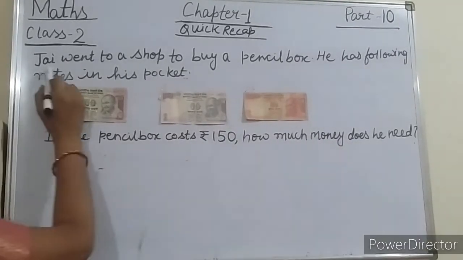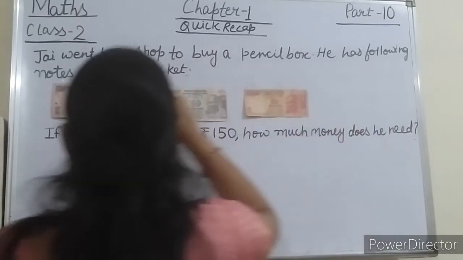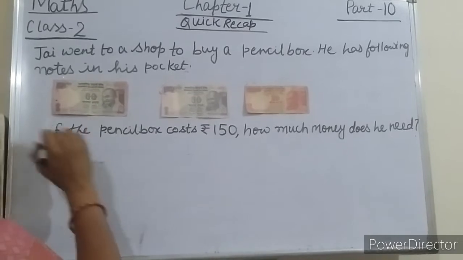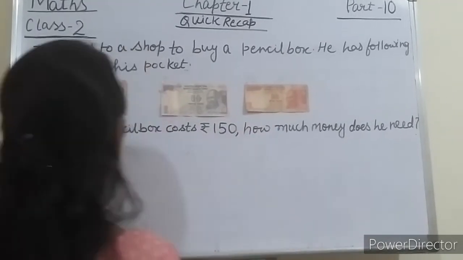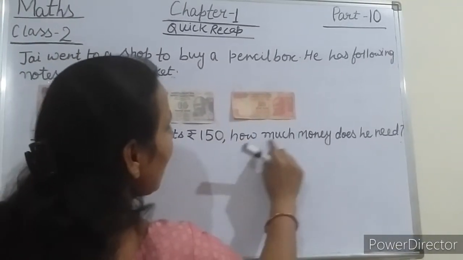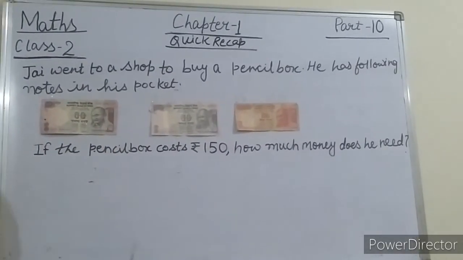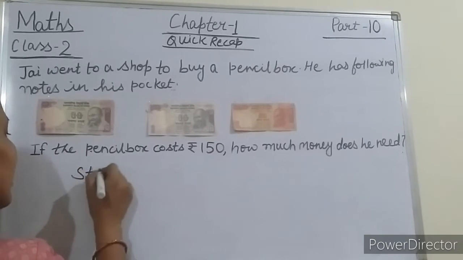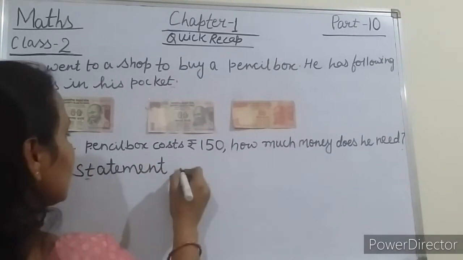Students, now I am giving you one problem to solve. Start solving. Jay went to a shop to buy a pencil box. He has following notes in his pocket. See, 50 rupees, 50 rupees and 20 rupees notes. So, if the pencil box costs rupees 150, how much money does he need? So, what we have to do here? We have to write statement and workspace.